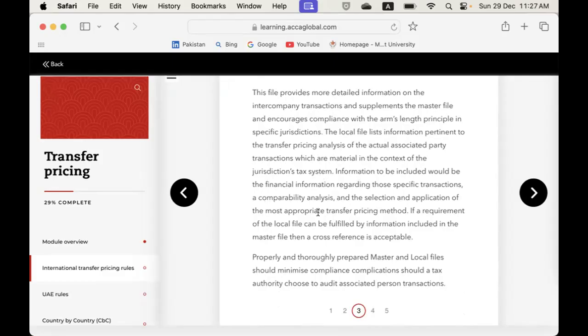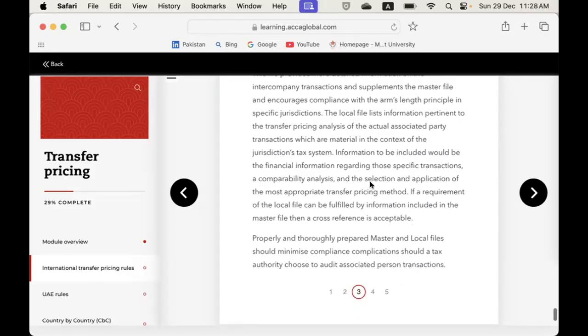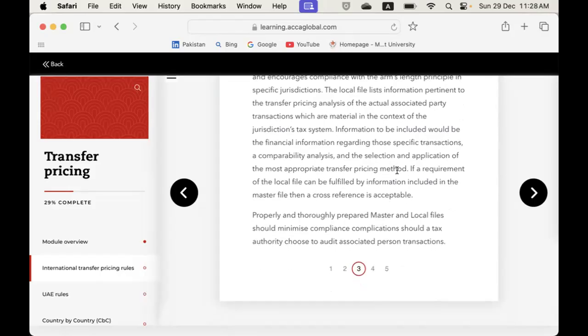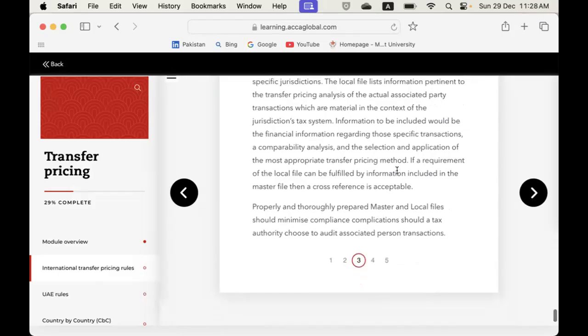Information to be included would be the financial information regarding those specific transactions, and a comparability analysis. So basically, granular level detail, the transactional level detail, and whether they are comparable transactions, and what pricing comparability information is available. A selection and application of the most appropriate transfer pricing method. What method did we apply? So these are all the contents of the local file.